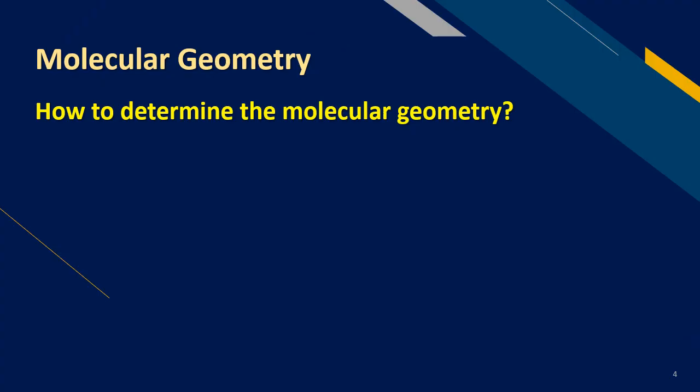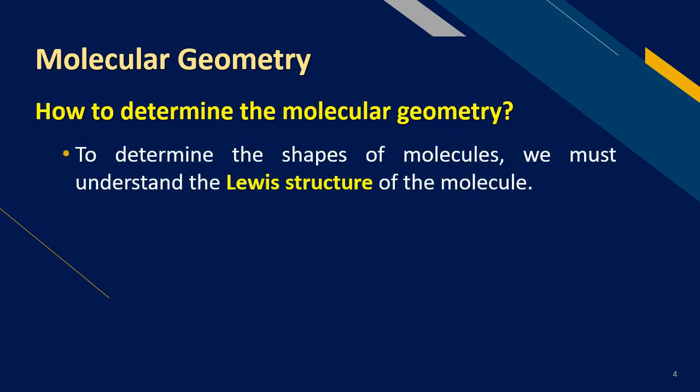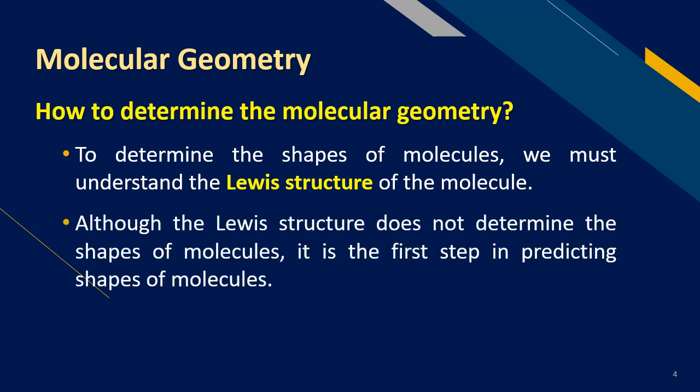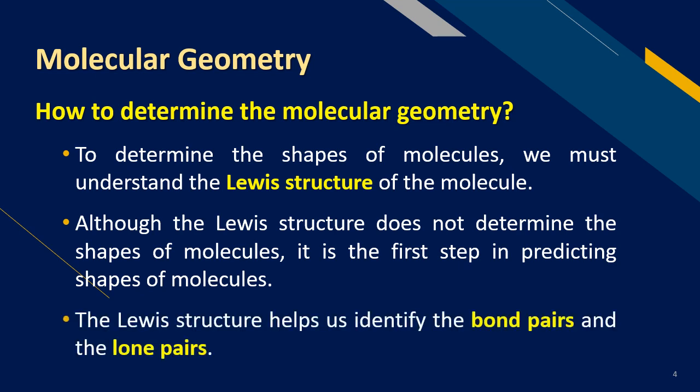How to determine the molecular geometry? To determine the shapes of molecules, we must understand the Lewis structure of a molecule. Although the Lewis structure does not determine the shapes of molecules, it is the first step in predicting the shapes of the molecules. The Lewis structure helps us identify the bond pairs and the lone pairs.